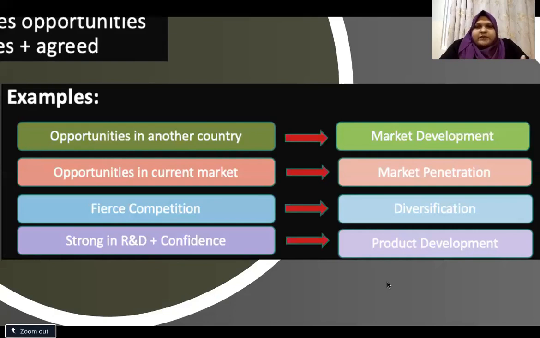So always check the case study, what the question is about, and then you decide what the best strategy is for that particular company. Sometimes the questions will be where they talk about a strategy that they have already done, and then you have to explain which category it falls into.